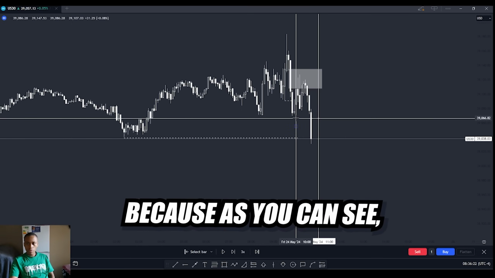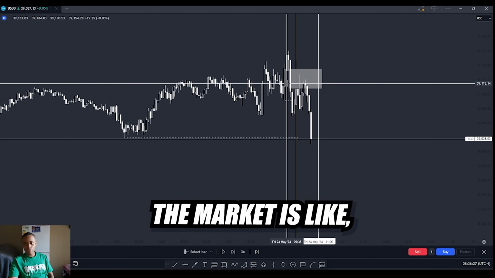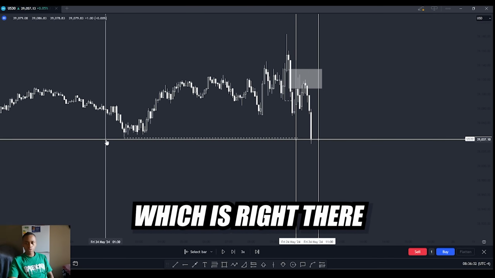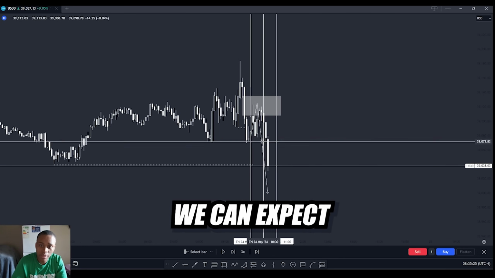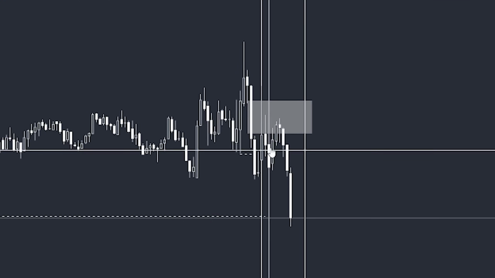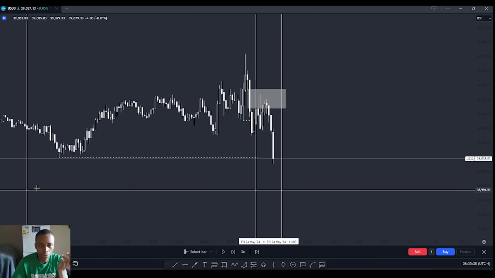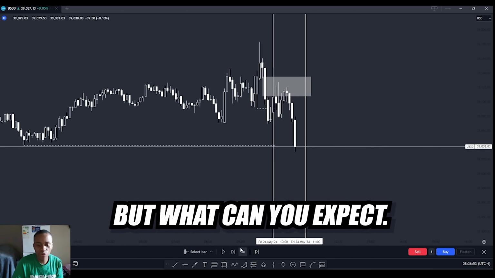Because as you can see, we saw a break of structure right there, a market structure shift right there. The market went inside that fair value gap. Then we targeted the downside, which is right there, right? Now, in this frame, we can expect to take more than one trade. By that, I mean once you see that break of structure, you enter for a sell right there, then you go for the lowest point, which is right there. Now you're out.